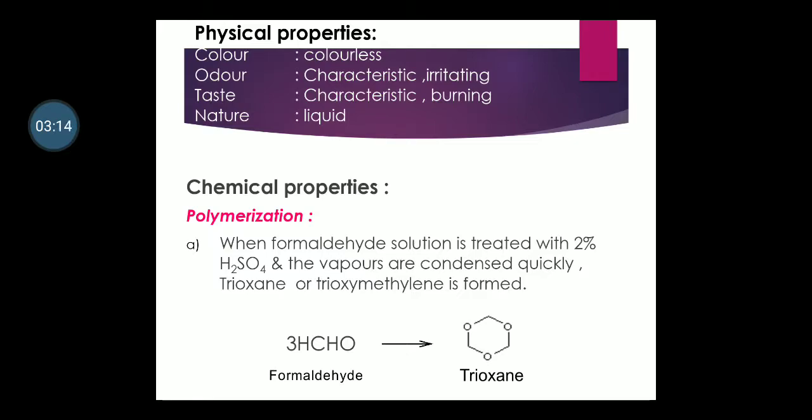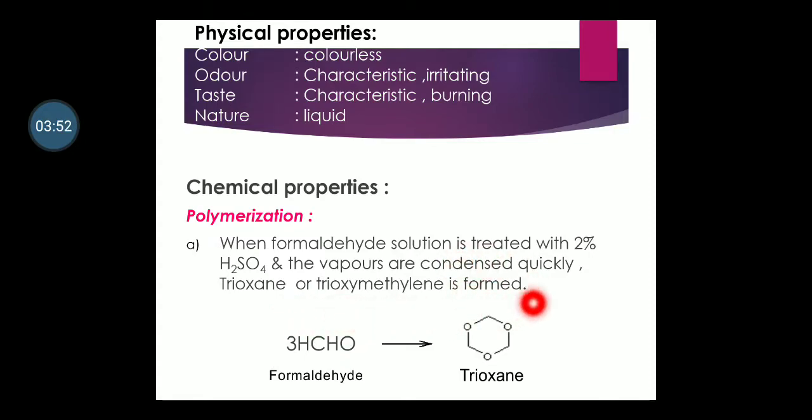Next, chemical properties, first the polymerization. When formaldehyde solution is treated with 2% sulfuric acid, the vapors are formed, and these vapors are to be collected and condensed quickly, and there is a formation of trioxane, also called trioxymethylene.